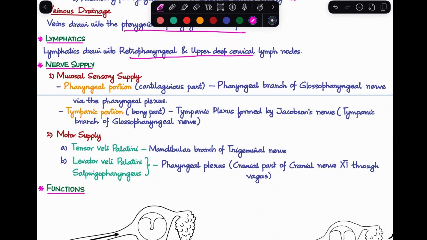Lastly, for the anatomy section, let's talk about the nerve supply. When you talk about nerve supply of any structure, we'll divide it into a mucosal or the sensory supply and the motor supply. So let's look at the sensory supply first.